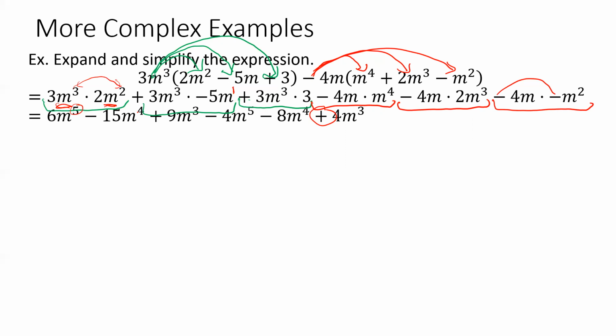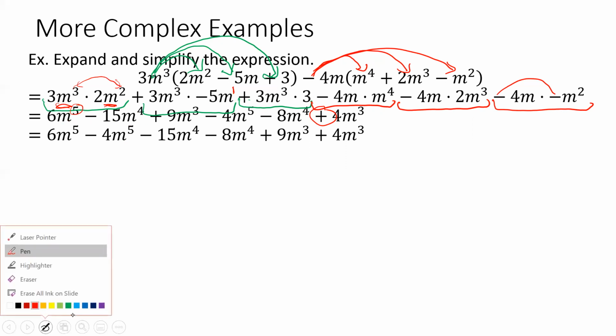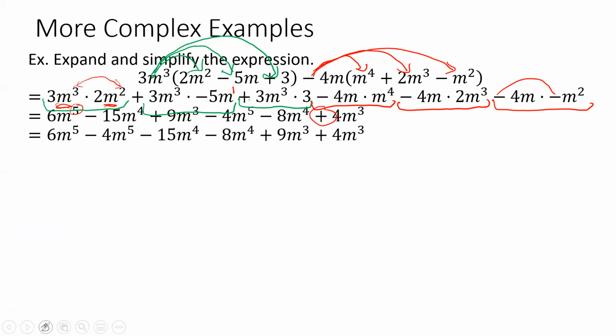So I look here really carefully. There are a couple like terms, and I actually have decided to just place them next to each other to make it easier. So I have 6m to the power of 5, which is going to be like terms with, let me get the highlighter here, negative 4m to the power of 5. And so I just simply put them next to each other. Then I have negative 15m to the power of 4, which is like terms with negative 8m to the power of 4. So I also put them next to each other.